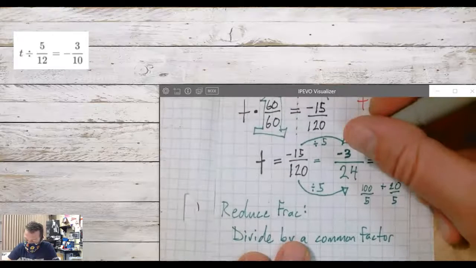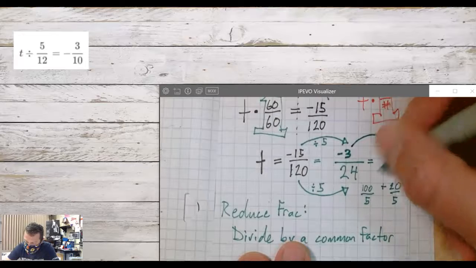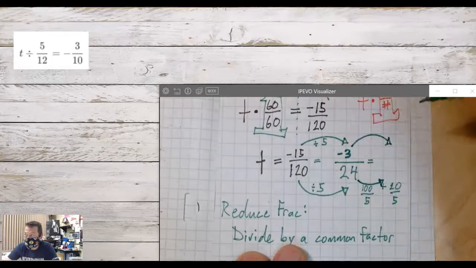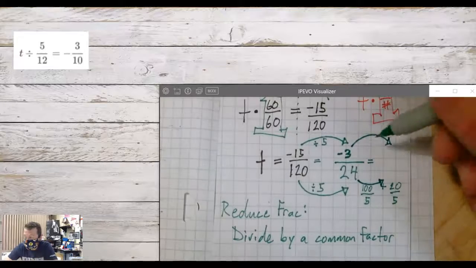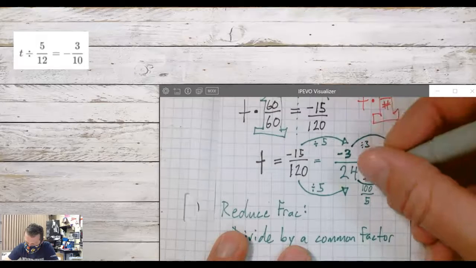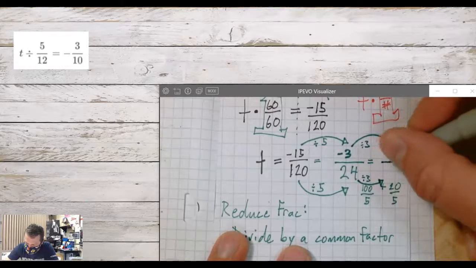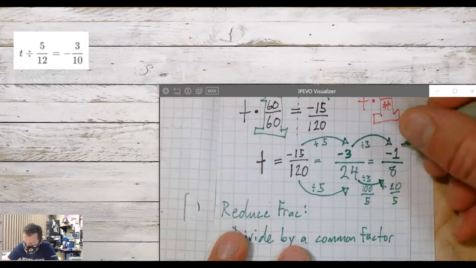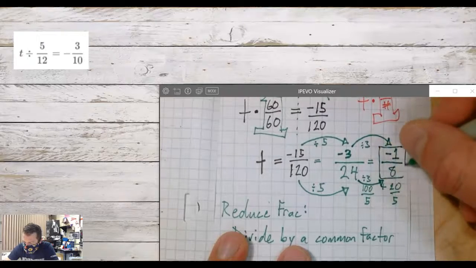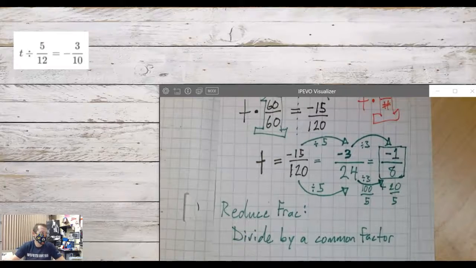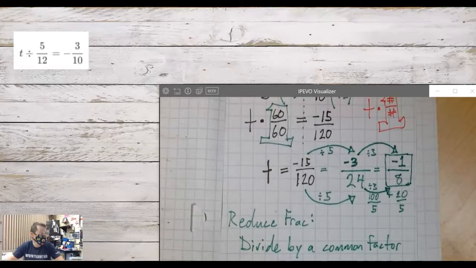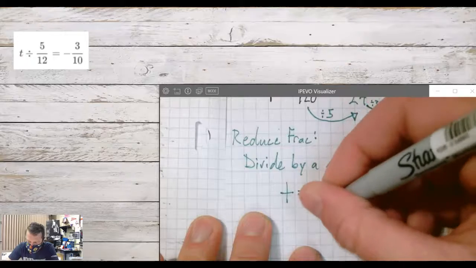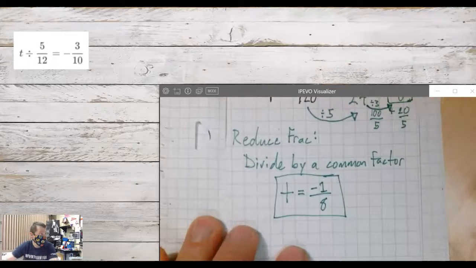We can actually still divide by... What can 3 and 24 still divide by? 3, yeah. And when we divide by 3 on top and bottom, we're going to get a negative 1/8. So we could say, sorry, I don't have much space now. We could say t equals a negative 1/8. To write this out just cleaned up.